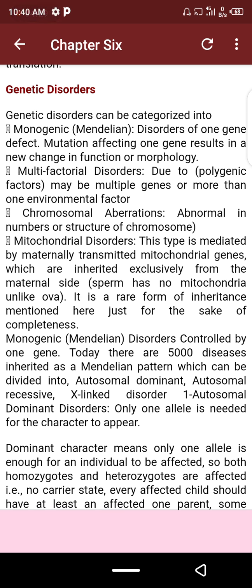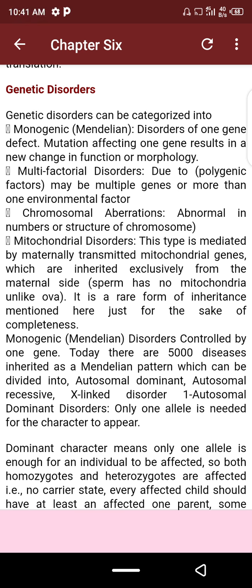Mitochondrial disorder: this type is mediated by maternally transmitted mitochondrial genes, which are inherited exclusively from the maternal side. Sperm has no mitochondria, unlike ova. It is a rare form of inheritance mentioned here just for the sake of completeness. Now I am coming to discuss with you monogenic disorders, controlled by one gene.